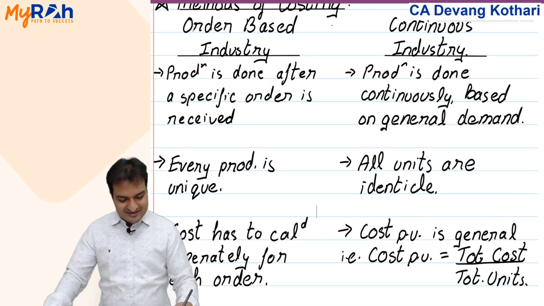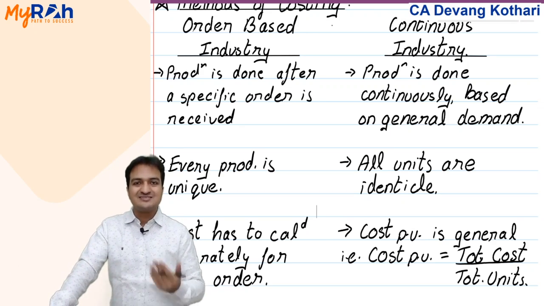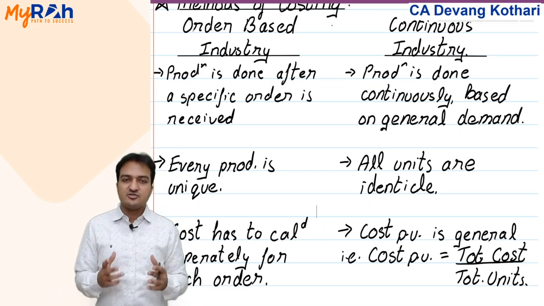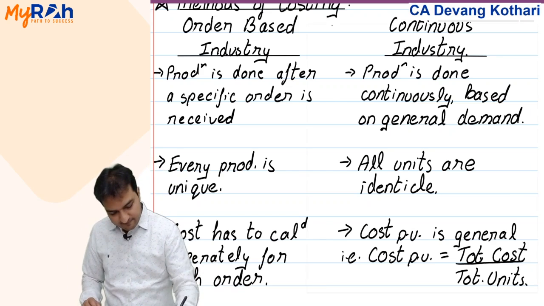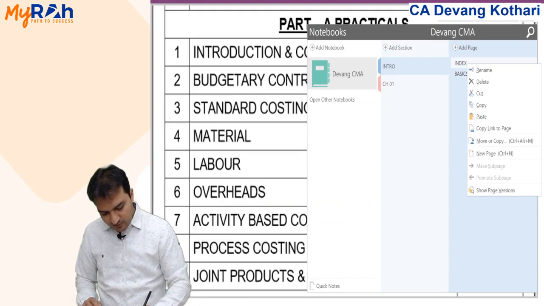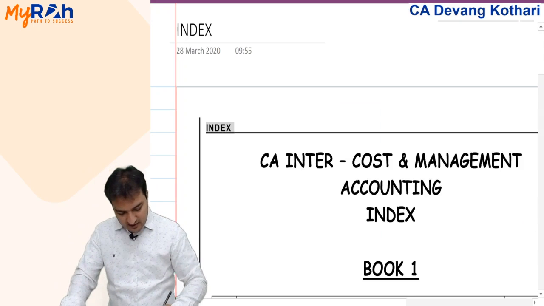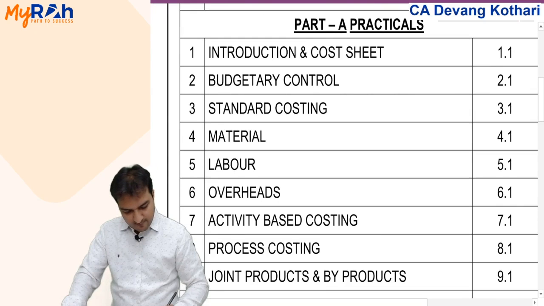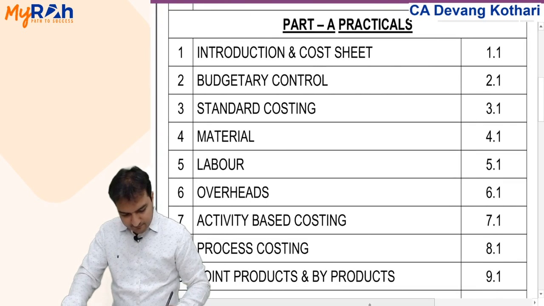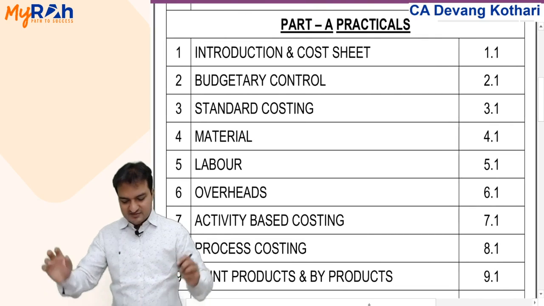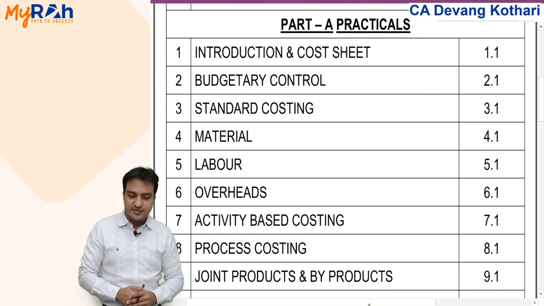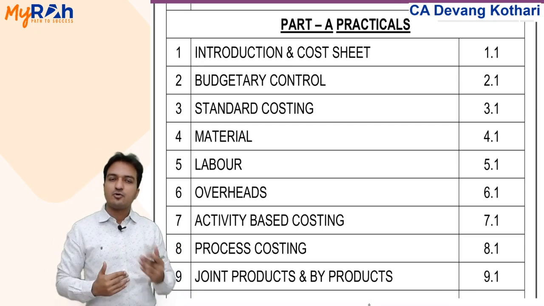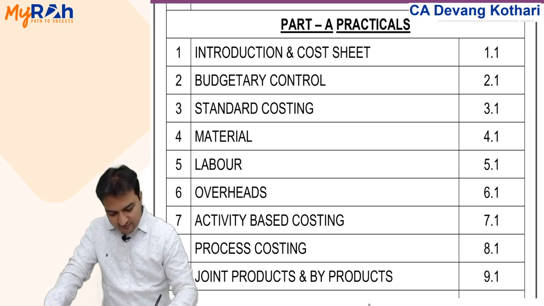Well, based on that, next we can learn about the different chapters in our syllabus, and which chapter pertains to what topic. I'll show that in the index page over here. Your first chapter is just basic introduction and cost sheet. What we have covered so far is the introduction part. Still continuing further, some introduction I will show you, and then we will learn something about cost sheet.